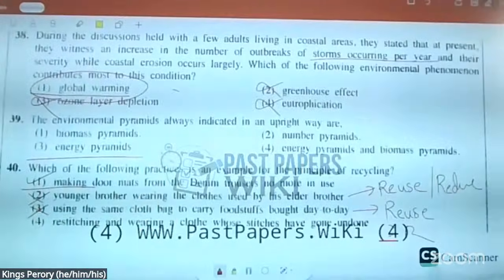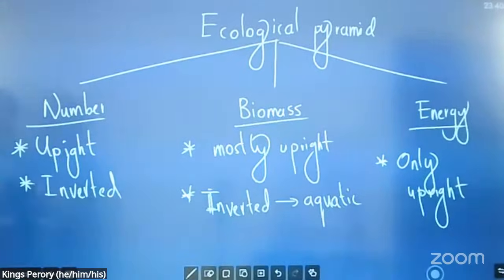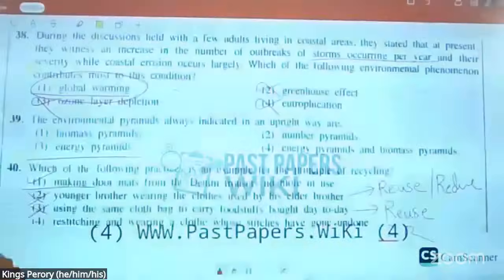Repairing, look. Repairing is not in this 4R. In the 4R, there's no repair. So the answer is answer 1. Did I tell that? The answer is answer 1. That's it.